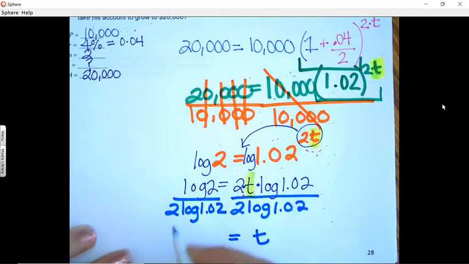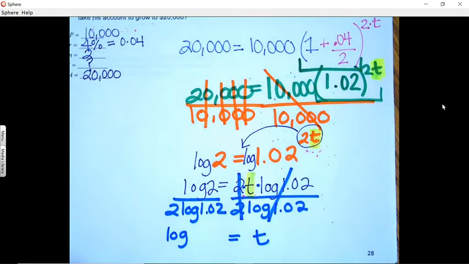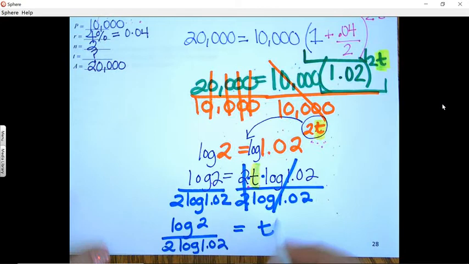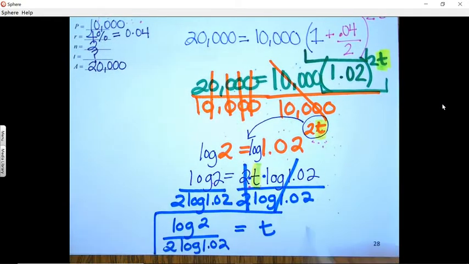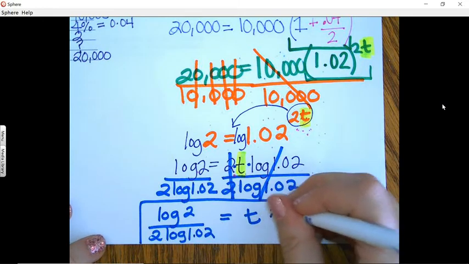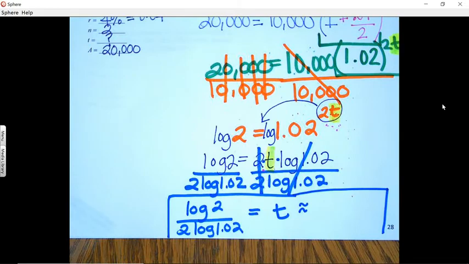So this would be our exact answer, because everything's gone and we're left with just the t. If the direction said to leave the answer in exact form, this would be the exact form. And since it said to round, we need to put this in our calculator. So follow along with me.